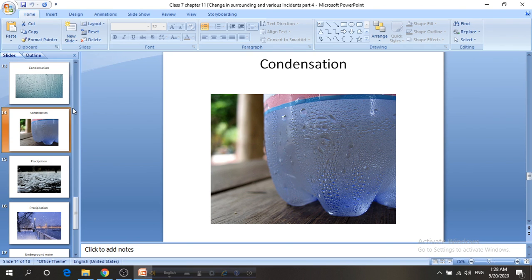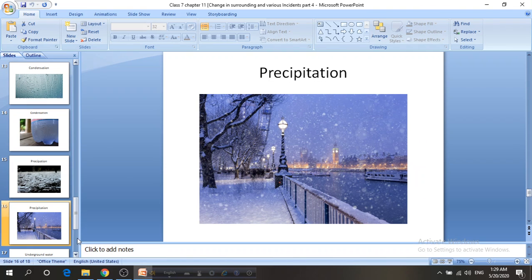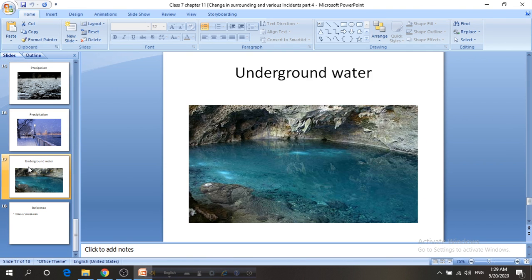I have given some pictures of condensation, precipitation and underground water.